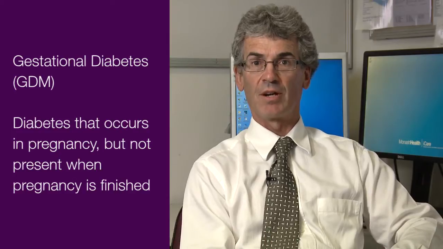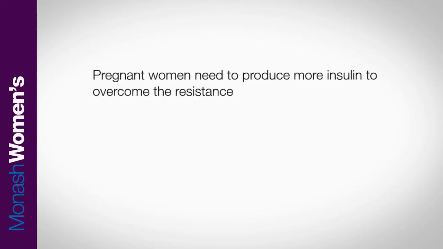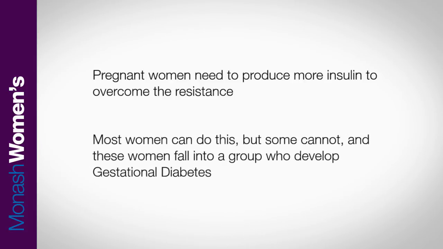interest in this area. Gestational diabetes, which we also call GDM, is defined as diabetes which occurs in pregnancy and which is not present when the pregnancy is finished. It occurs because the hormones which are helping to grow your baby oppose the action of insulin, which is the hormone responsible for lowering blood sugar levels. Because of this, pregnant women need to produce more insulin to overcome this resistance. While most women can do this, some cannot, and it is this group who may develop gestational diabetes.